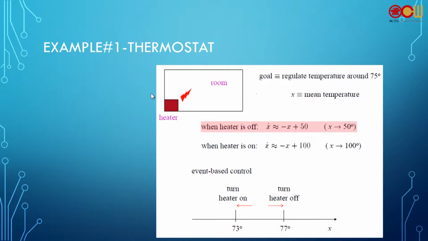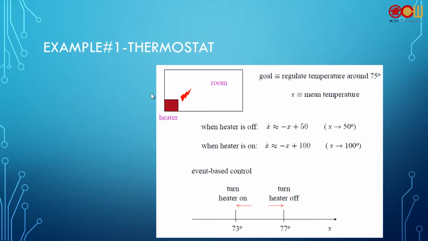When the temperature is high enough, say 77, then you will turn off the heater. The temperature will go down. The temperature now is the continuous state. The state cannot jump, right? So the state has to be continuous. But you have two discrete states, one is this, one is this. You have only two options: either the heater is on or off.